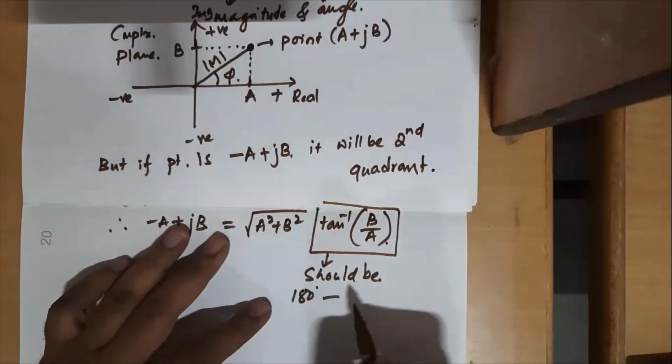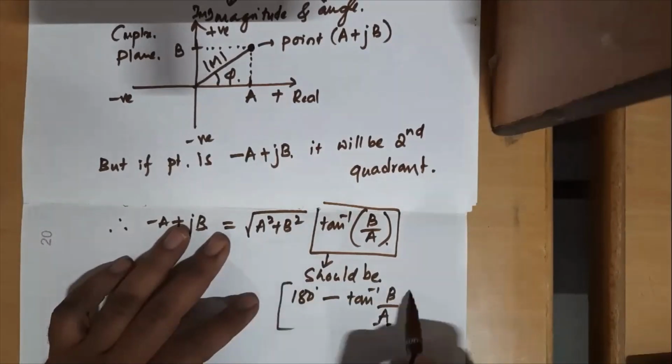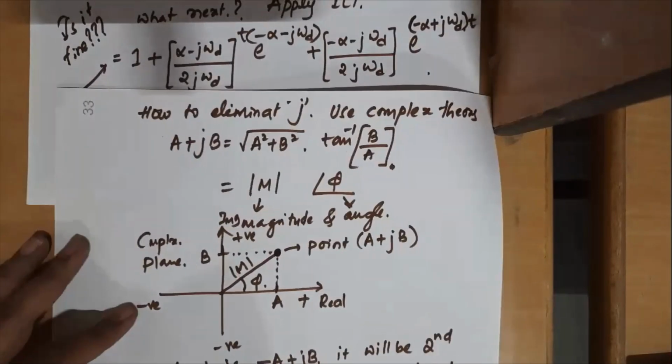Okay, so the tan inverse of b by a is not the angle. Instead, we should write 180 minus tan inverse of b by a. Okay, sorry.